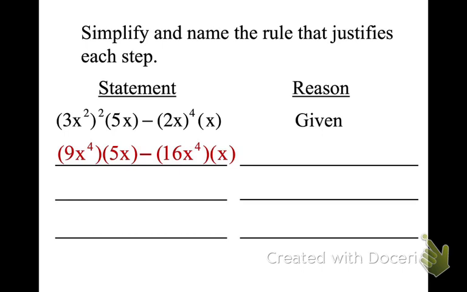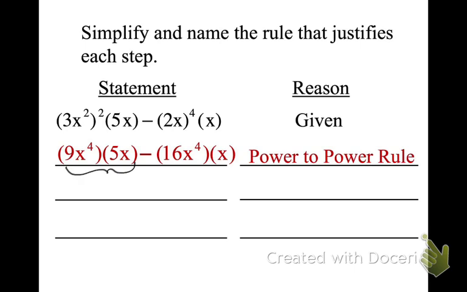16x to the 4th x. Okay, now we have to simplify these. What we did there was our power to a power rule. Now we're going to simplify each side, like what we did yesterday. We're just simplifying each side first with our coefficients.